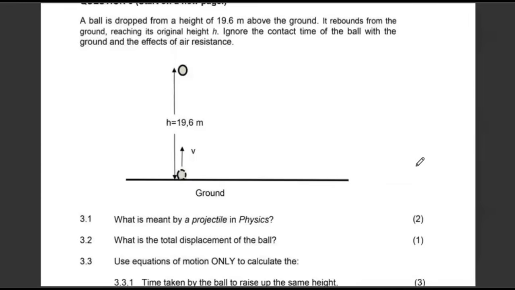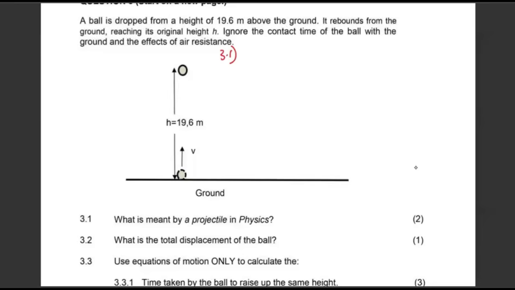So that is what we would have done and said with that question 2. Question number 3. They're telling us that a ball is dropped from a height of 19.6 above the ground. It rebounds from the ground, reaching the original height h. Ignore the contact time of the ball with the ground and the effects of air resistance. And then they are asking us the definition of a projectile in physics.